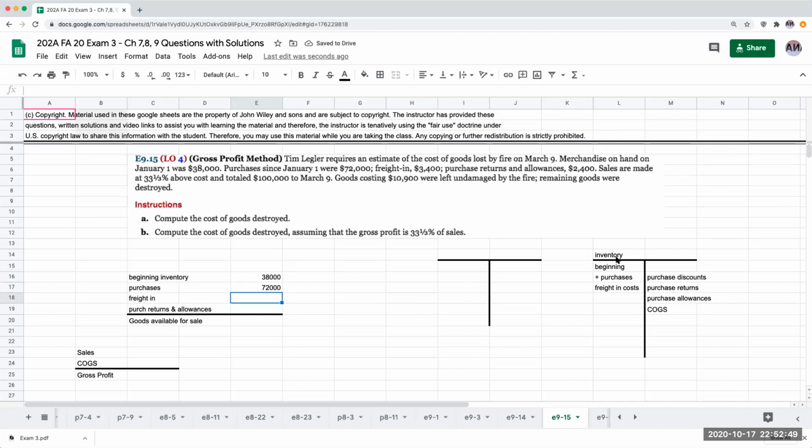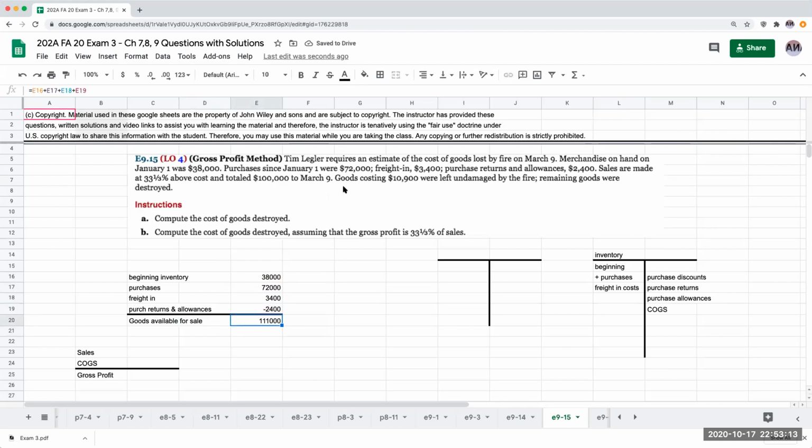Freight in. When we look at inventory, we have our beginning inventory plus our purchases plus freight in or shipping, less any kind of purchase discounts, returns, allowances, and also it's going to be reduced by cost of goods sold. So our freight in was 3,400, our purchase returns and allowances were 2,400. So our total goods available for sale was 111,000.